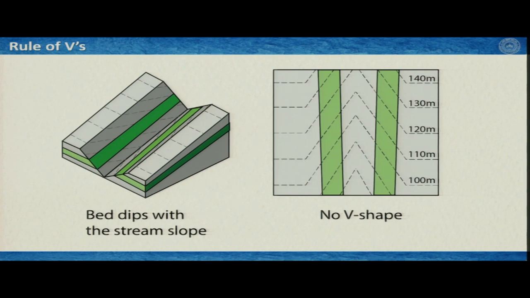Now, if we have beds which are dipping along the slope of the stream, that means the stream has a slope along which it is flowing and the bed also has a very similar slope to the stream. So, this is the dip of the bed and this is also the stream, the way it is flowing. So, if this is the horizontal line, if I can reproduce it here, this angle and this angle are very similar. In that case, the V rule suggests that you would not produce any V shape. However, the two projections of the beds on this V would slowly try to intersect towards the downstream.